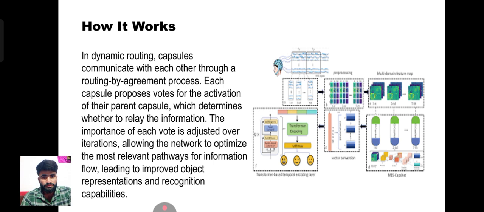How it works. In dynamic routing, capsules communicate with each other through a routing-by-agreement process. Each capsule proposes votes for the activation of other parent capsules, which determines whether to relay the information. The importance of each vote is adjusted over iterations, allowing the network to optimize the most relevant pathways for information flow, leading to improved object representations and recognition capabilities.